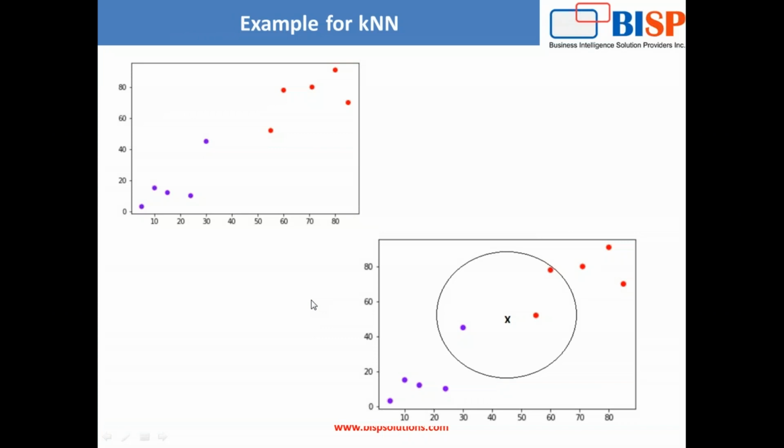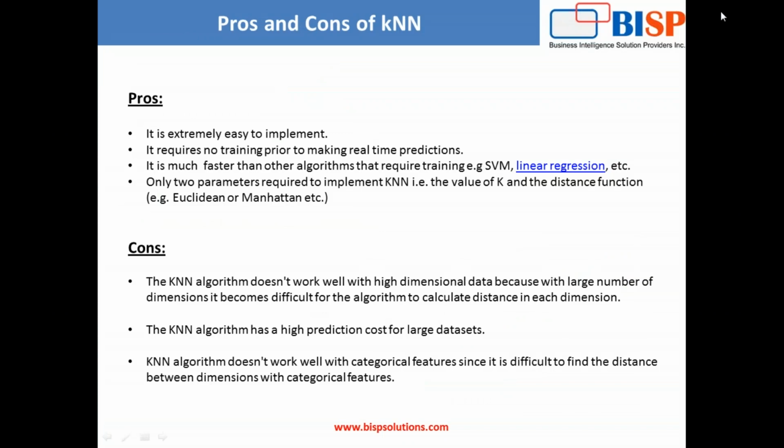Now let's try to understand the pros and cons. The pros are that it is extremely easy to implement, and it is much faster than other algorithms that require training, for example linear regression and so on. The only two parameters required to implement KNN are the value of k and the distance function. Distance could be found using Euclidean distance or Manhattan distance.